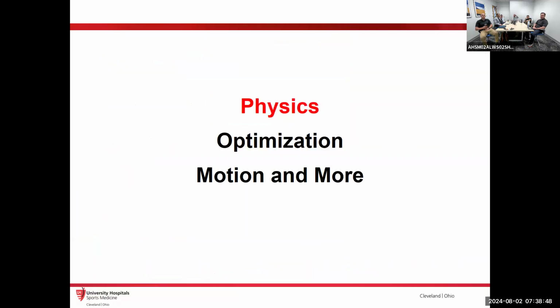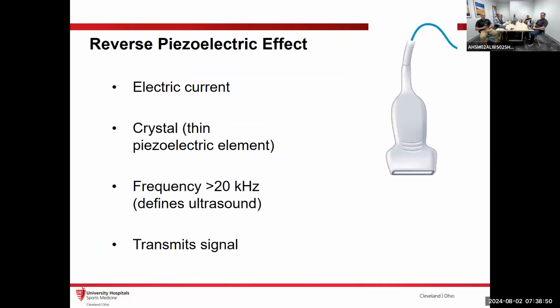So getting into the physics of it a little bit, you have what's called a reverse piezoelectric effect. You get an electric current that comes down the wire into the piezo crystals that are at the bottom of the transducer. This is what makes these transducers so expensive. I mean, it just looks like a piece of plastic and some wire, but they're anywhere from $4,000 to $12,000, depending on which ones you get.